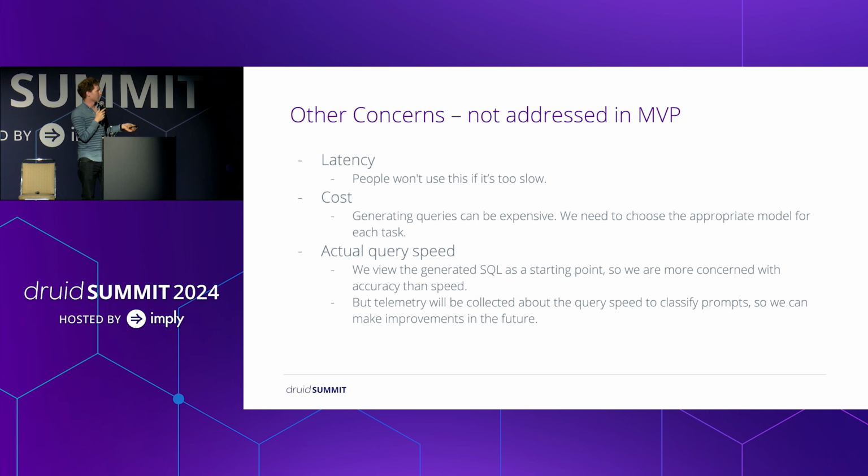The other concerns that I found with this that we're not addressing in the MVP is latency. The whole point of this was to create actual SQL to be able to run. If it's a bit slow, it's not the worst thing, but it's something that I do have in my mind of how to handle it. The other thing is cost. Generating queries can be expensive, and we need to choose the appropriate model for each task. Even with the decomposed SQL queries guiding it, that involves multiple calls to the LLM itself, which can slow it down. But you can, like I said, choose the more appropriate model for faster speeds. And then the other thing is actual query speed. We view this as a SQL starting point, not optimizing your SQL query or optimizing your text-to-SQL in and of itself. But with the telemetry we built, we can collect the data about the query speed to classify the prompts in terms of their speed. And so we can make improvements to this in the future as time goes on.